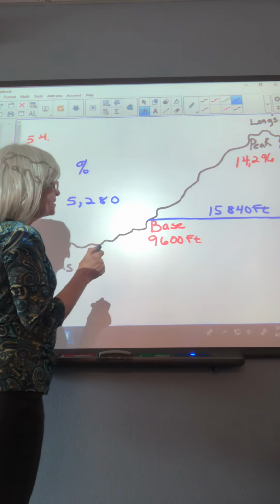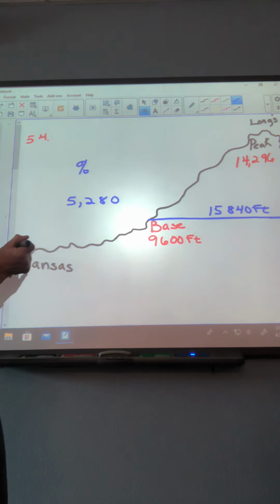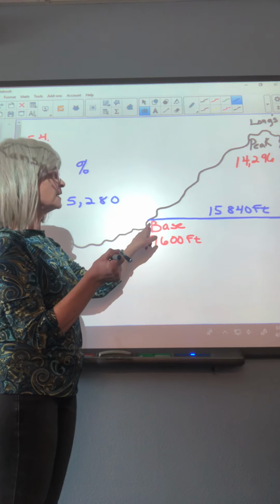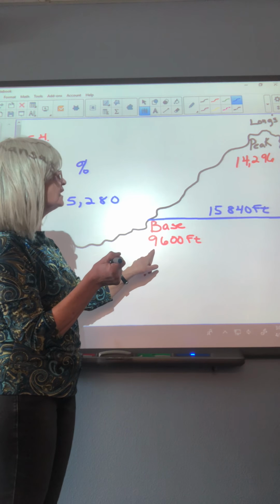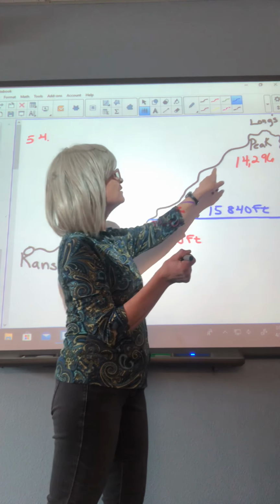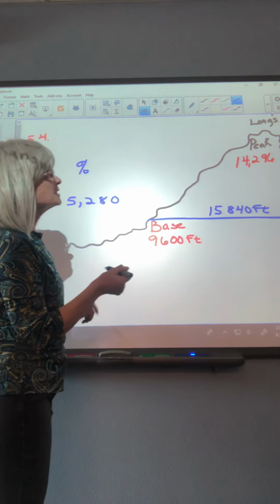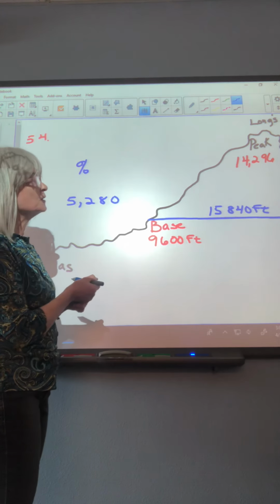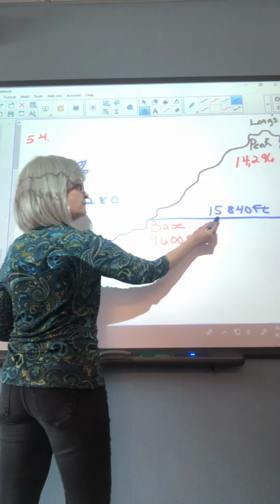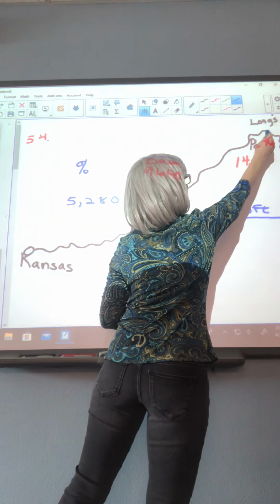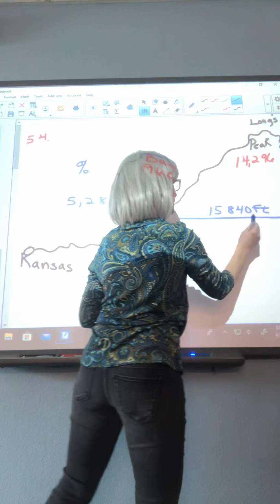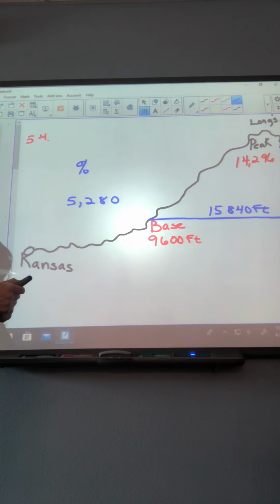So if you are one who decides to hike a 14er, you're not starting at 0 somewhere in Kansas. You're starting at the base. And the base of Long's Peak is 9,600 feet. And so you climb that, and it's very steep, all the way to 14,296 feet. Your horizontal distance is the 15,840. So by the time you start at the base and you get to the top of Long's Peak, horizontally, you would have gone 15,840 feet.